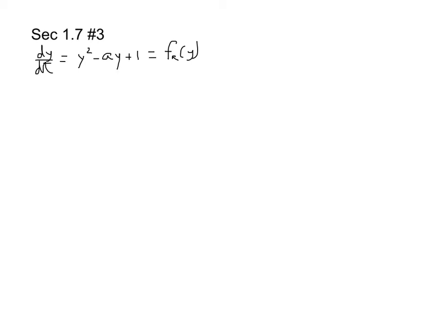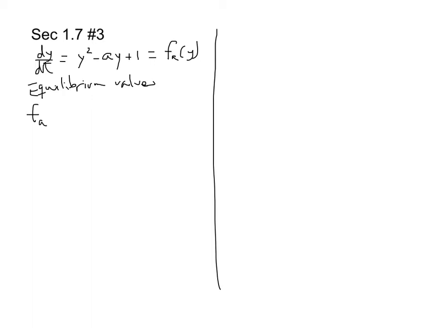We seek equilibrium values when f sub a of y is 0. It's just a quadratic, and so the values of y that will make this true are a plus or minus the square root of a squared minus 4, all over 2.